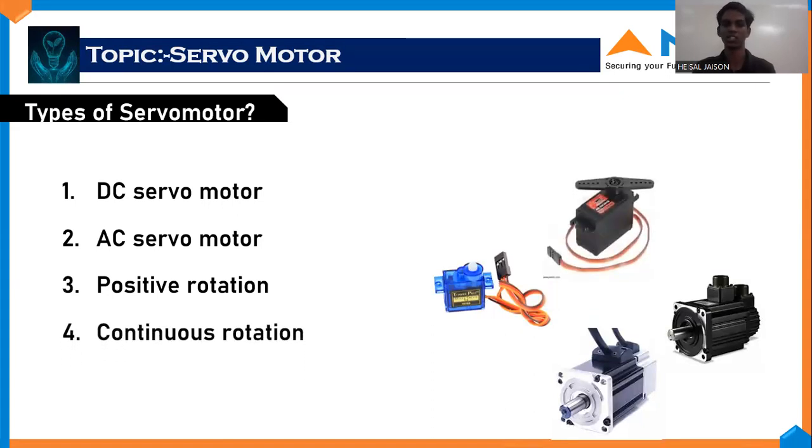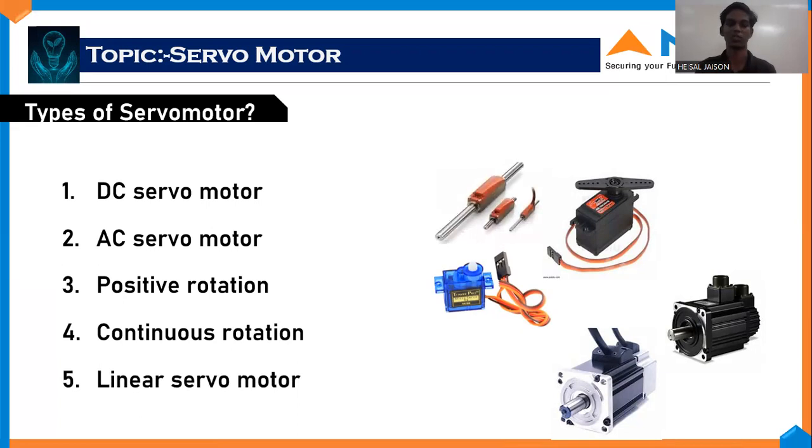Then continuous rotation. A normal servo motor will rotate 0 to 180 degrees. Continuous rotation means it has high torque with 360-degree rotation. Next are linear servo motors. A normal servo motor rotates in a circular motion, whereas linear means it will go in a straight line.